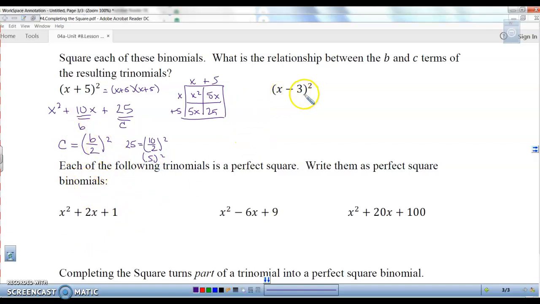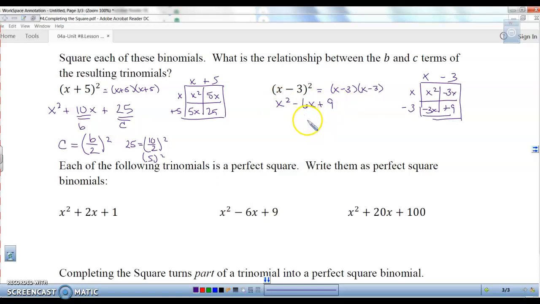Does this work for a minus as well? Remember, x minus 3 squared is x minus 3 times x minus 3. So let's do the box. X minus 3, x minus 3, watch your signs. X squared, minus 3x, minus 3x. A negative times a negative is a positive 9. So when I combine my terms, I get x squared minus 6x plus 9.